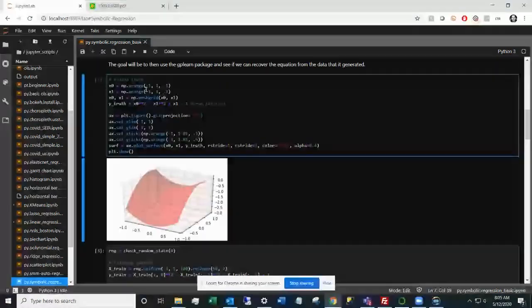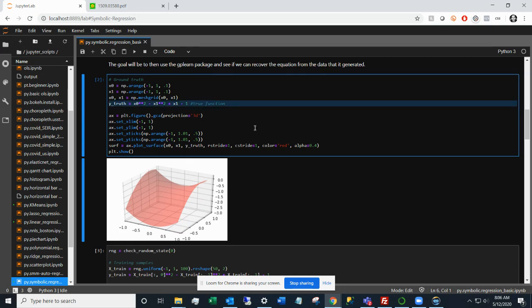All right, so here we're generating the data, using this numpy function. x0 is being generated between -1 and 1 in increments of 0.1. And then for x1, we're generating random values between those two in those steps. And then we're generating the values we're calling y truth. These are our true values of y and how they're related to x0 and x1. And then we're plotting it to see what it looks like.